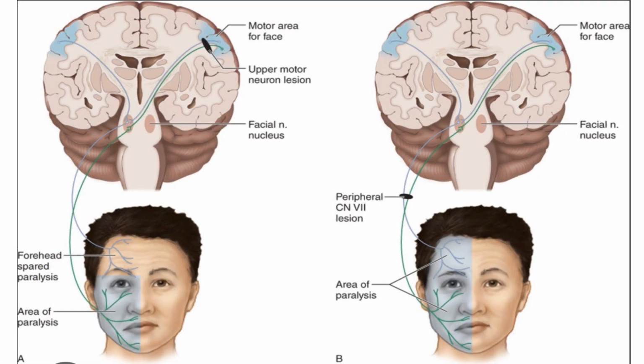So today we want to talk about a topic which is a little bit confusing for most students, which is distinguishing between upper motor neuron facial nerve palsy and lower motor neuron facial nerve palsy. So let's look at it. This is the brain, this one half of the brain, this another half of the brain. Okay, this is the brain stem, this is the midbrain, this is the pons, this is the medulla.